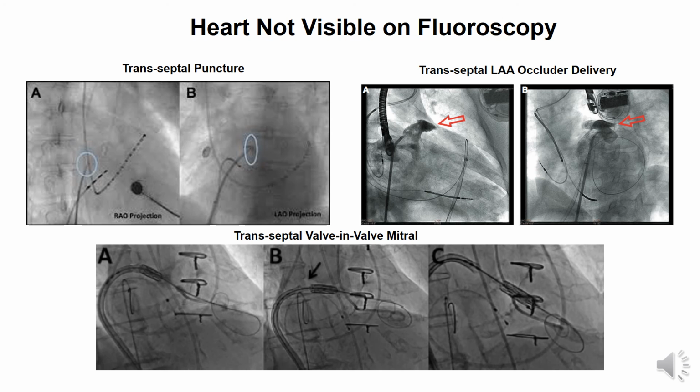These images show an example of a transseptal procedure where an operator is required to cross from the right atrium to the left atrium for a specific intervention. When that is required, the location of the septum or the border between the right and the left side is estimated based on operator experience, often a second imaging modality such as echocardiography is also used to confirm the location. Once the septum is safely crossed, then the desired location is reached and a specific intervention is performed.